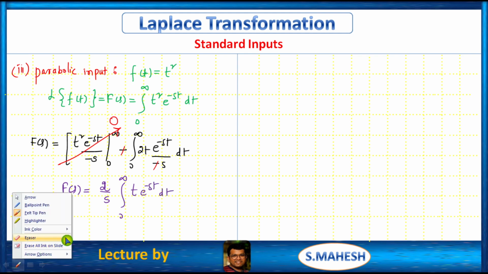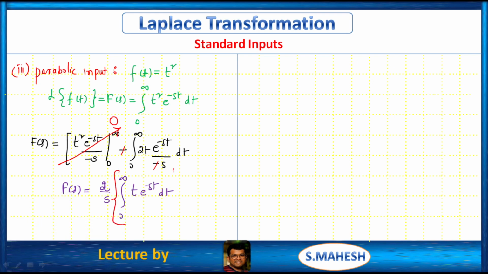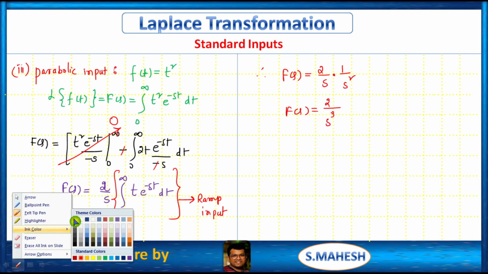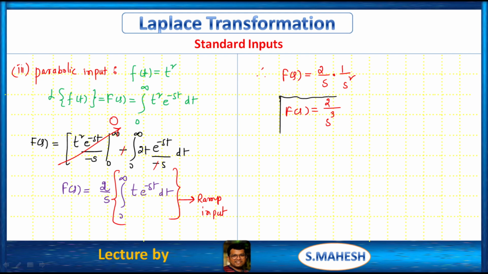We all know that this is what? This is simply ramp, right? Ramp input. For that ramp input, F of s should be equals to 1 by s square. Therefore F of s should be 2 by s, into 1 by s square. Finally F of s is nothing but 2 by s cube. This is for what? Parabolic input.